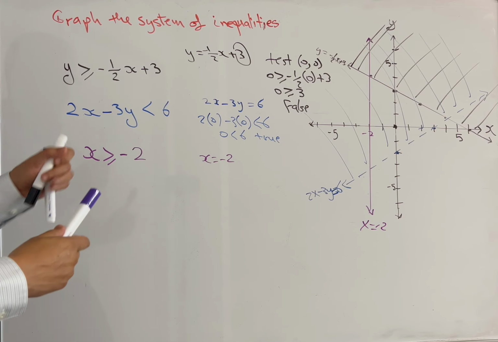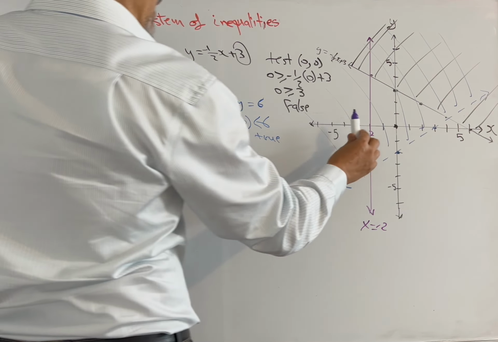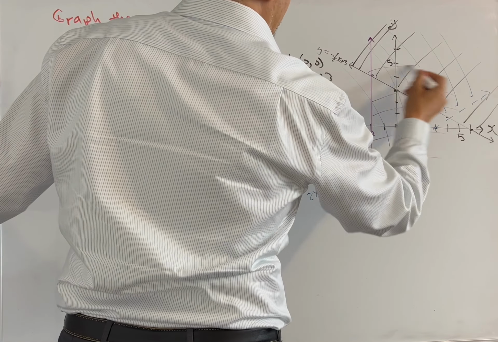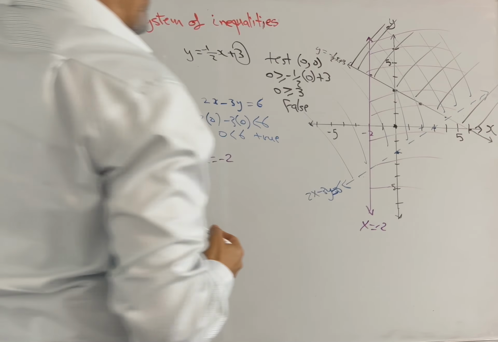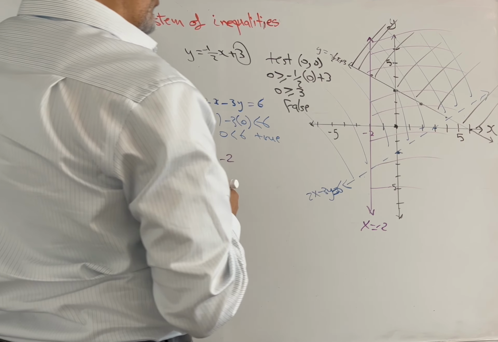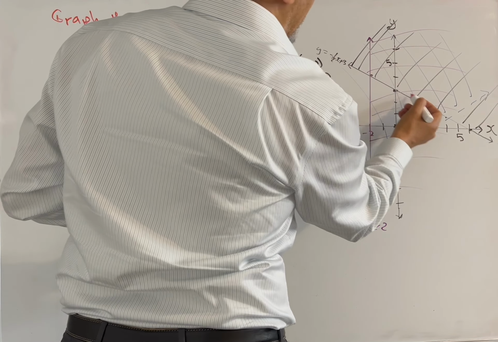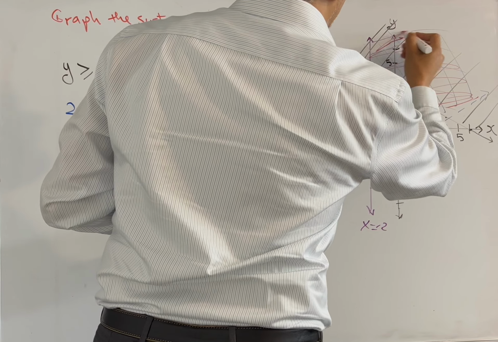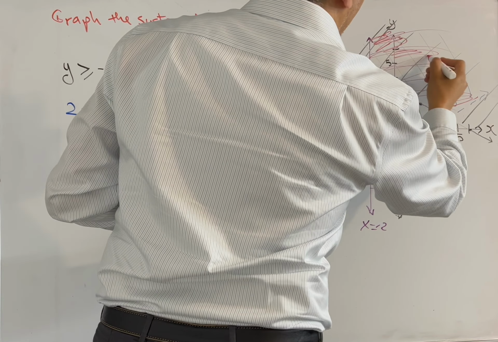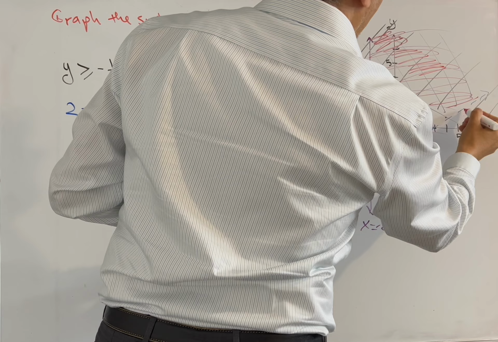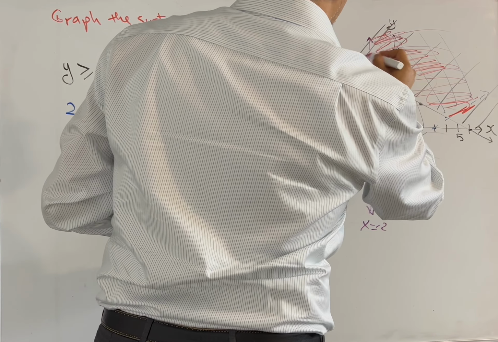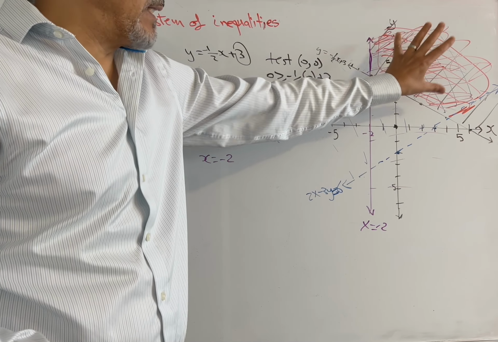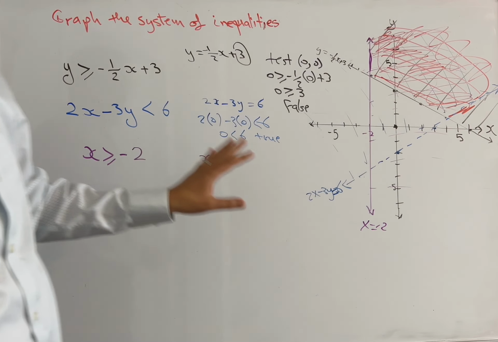And as far as x is greater than or equal to -2, that is on this side, so you're shading this side of the line right here. And now as you notice, all the shading overlaps right in this area. So basically this is where we're going to shade. That's where the shading overlapped, and that's the only area you're supposed to shade.